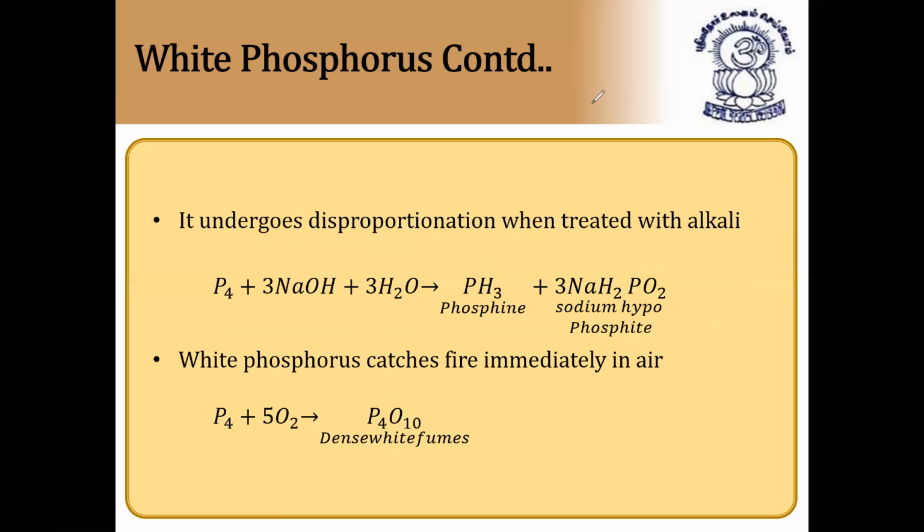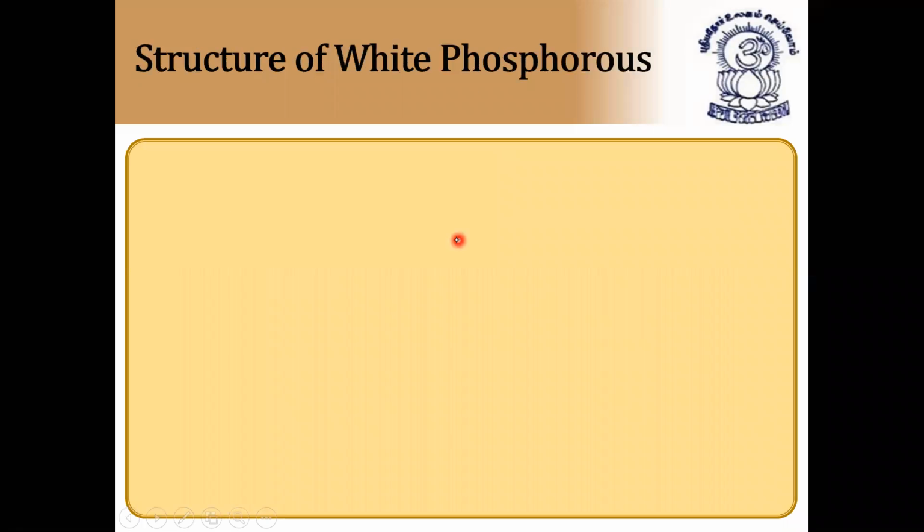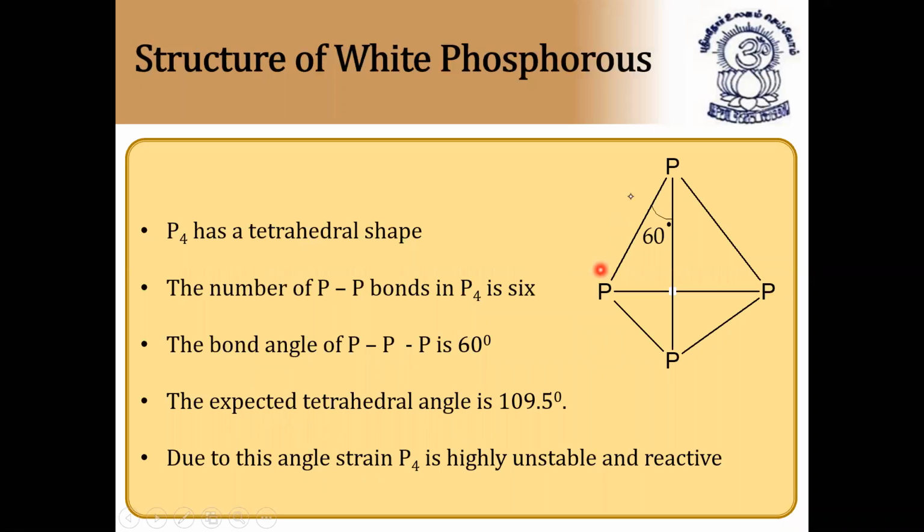Next, structure of white phosphorus. It has P4. The atomicity of phosphorus is 4. What is atomicity? Atomicity means the number of atoms present in its molecule. Any phosphorus, either white, black, or red, has an atomicity of 4, because 4 atoms are present in its molecule. That's why it is a P4 molecule.